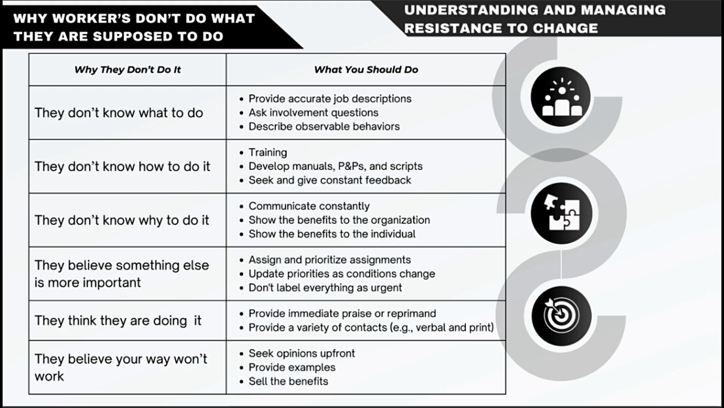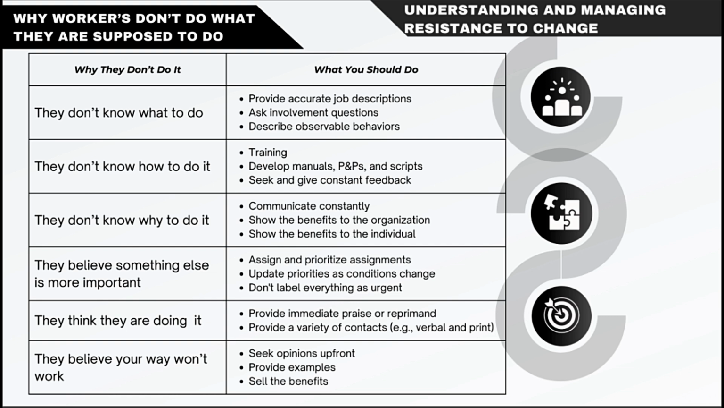This table provides a comprehensive breakdown of reasons why workers may not do what they are supposed to do and corresponding actions to address each issue. It emphasizes the importance of clear communication, training, feedback, accountability, and aligning individual and organizational goals. It is a useful guide for operational auditing and improving performance management processes.